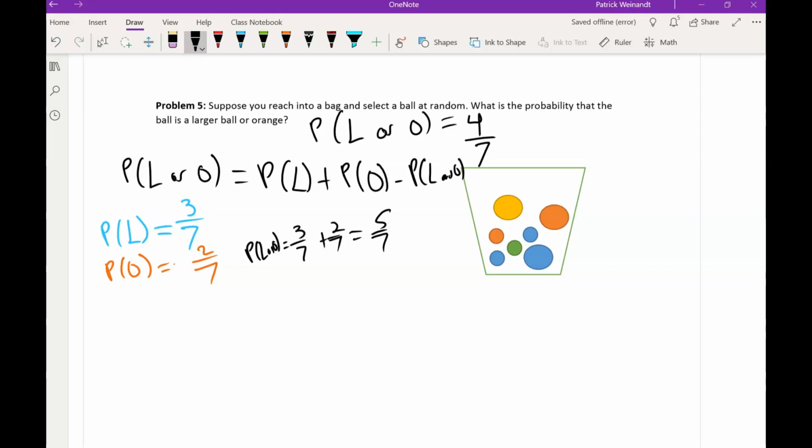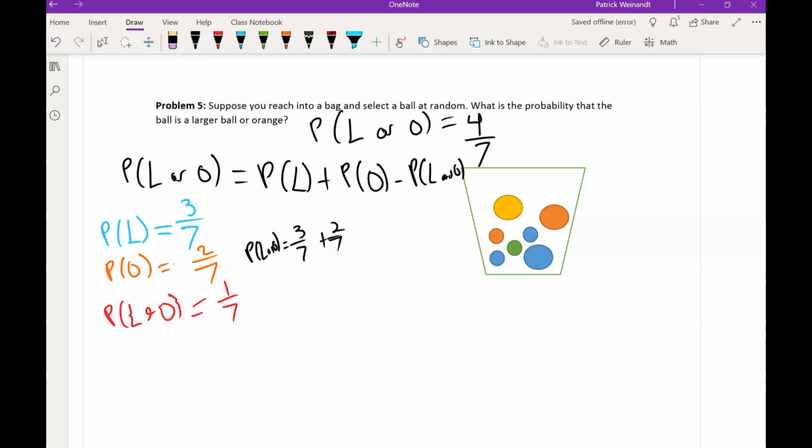The answer is no, because there's 1, 2, 3, 4. We have to account for the overlap. We are not accounting for that orange ball that is large. We're not accounting for that large and orange ball. So we need to subtract that probability. How many large and orange balls are there? It's 1 in 7.